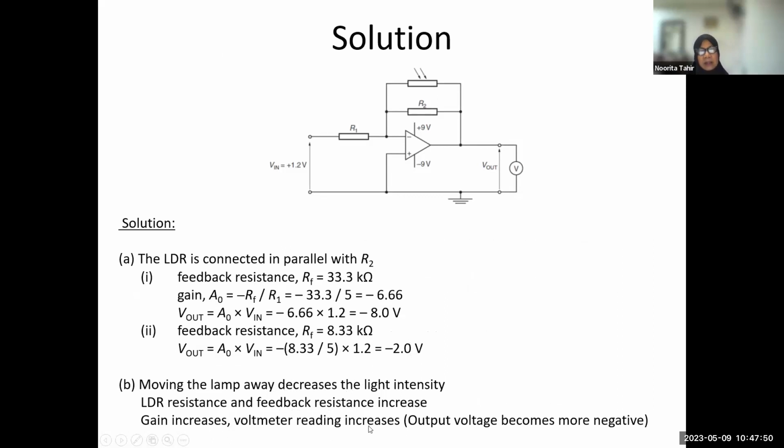That is the correlation. So if the output becomes more negative, the voltmeter reading will increase, and the LDR resistance and feedback resistance will increase as well. And that happens when you move the lamp away. Moving the lamp away decreases the light intensity because the resistance is higher. Okay, that's the first solution.